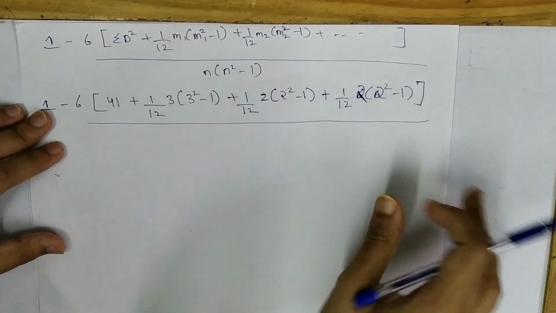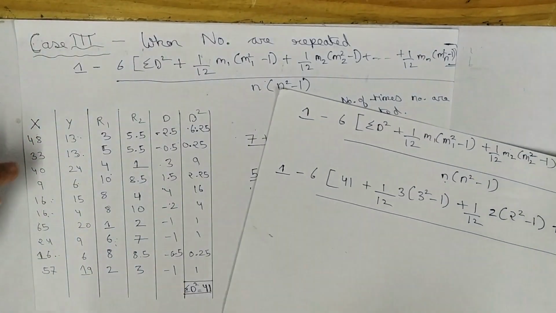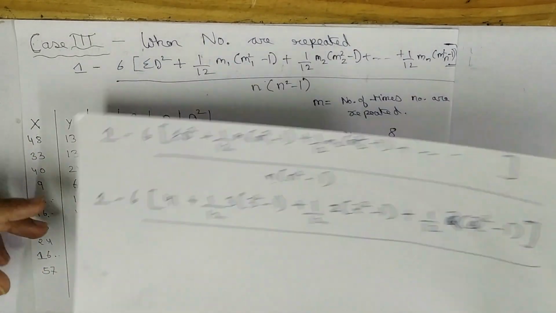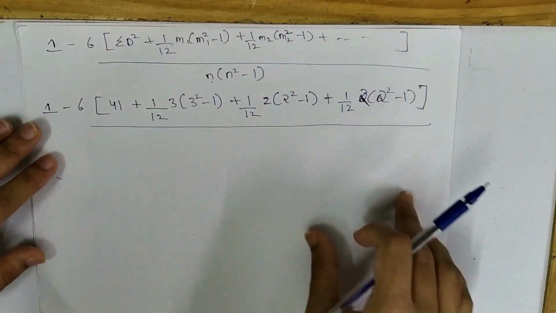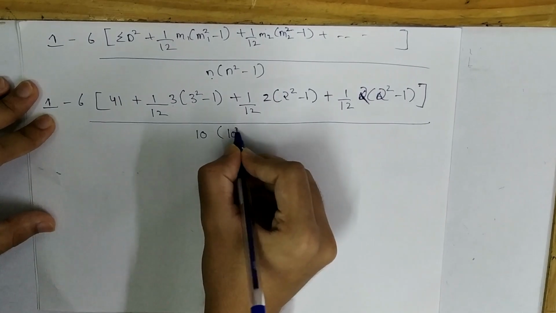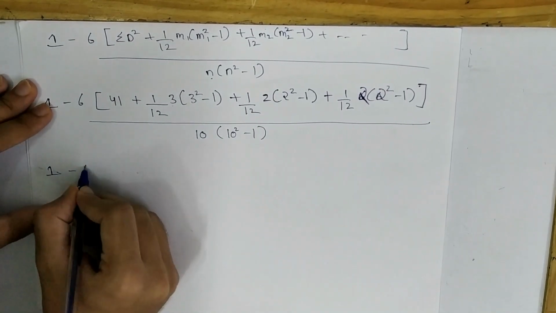And what is n? The number of observations. The total number of observations is 10. So it's 10 square minus 1. Now we have to solve it.